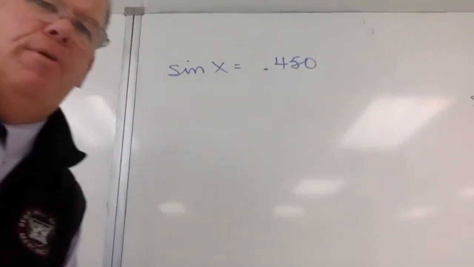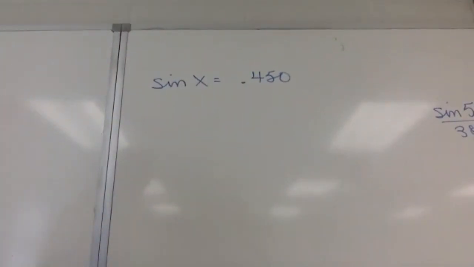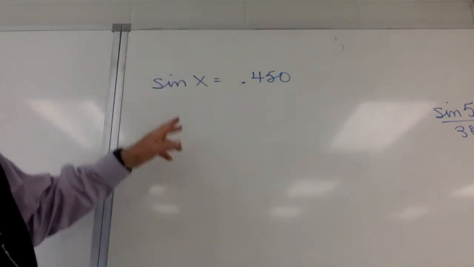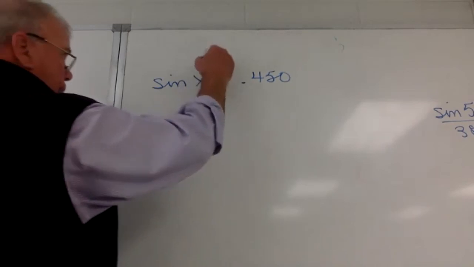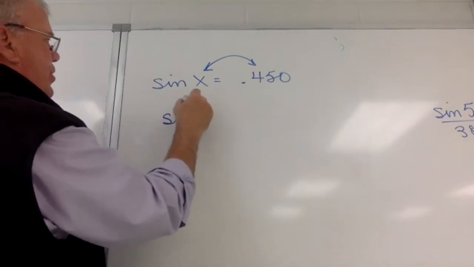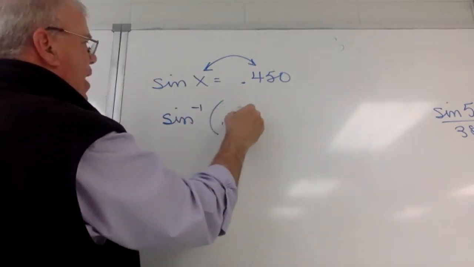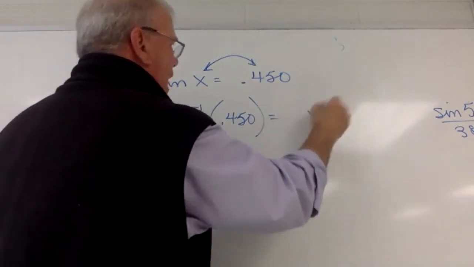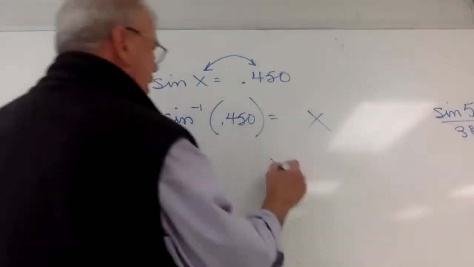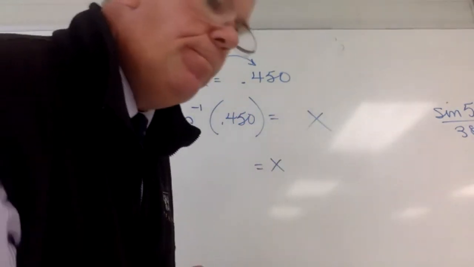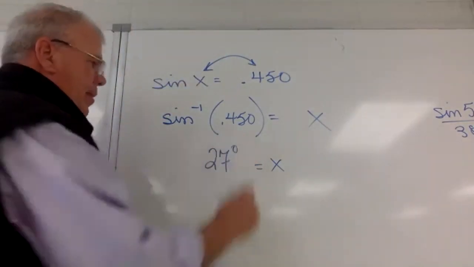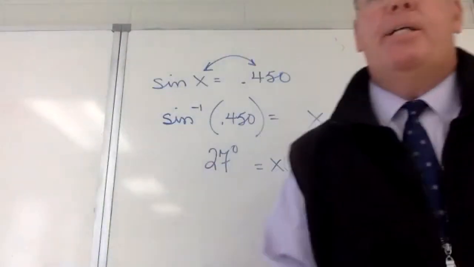0.45. Beautiful. Very good. Now, that doesn't tell me what x is. That tells me what the sine of x is. So if I want to know the measure of angle x, what do I do? I inverse it. I take the inverse sine of 0.450, and that equals x. Does that make sense? Yes, sir. Then you plug that into your calculator, and what do you get? 26.75 or 27. Does that make sense, Matt?